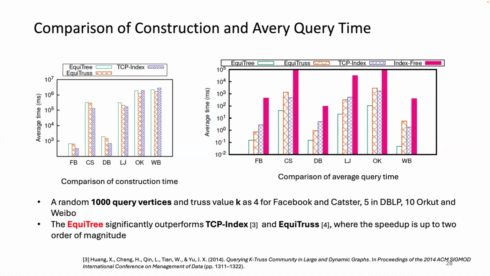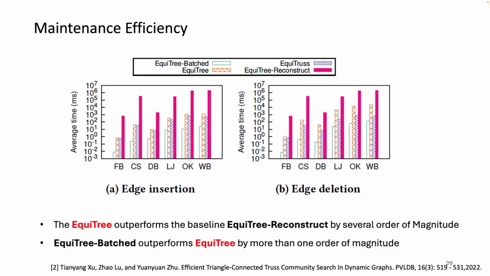The point here is that Equitree is faster than the TCP index and Equitruss, which are the previous solutions that we have. For the maintenance efficiency, we can see that Equitree also performs better for edge insertion maintenance and edge deletion maintenance. We have Equitree batch, Equitree itself, Equitruss, and the Equitree reconstruct. Maintaining on the Equitree is slow, but Equitree batch is faster.